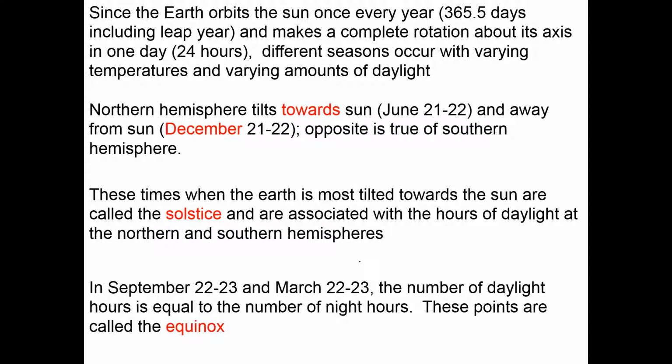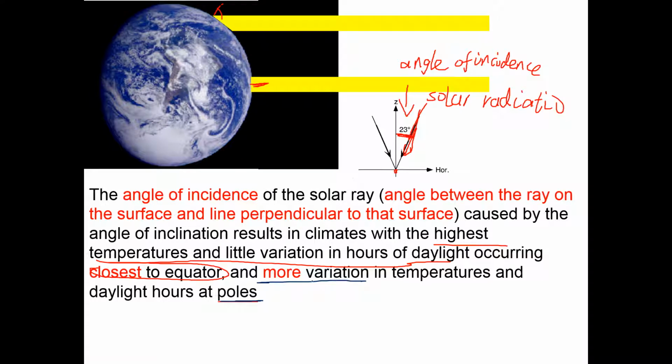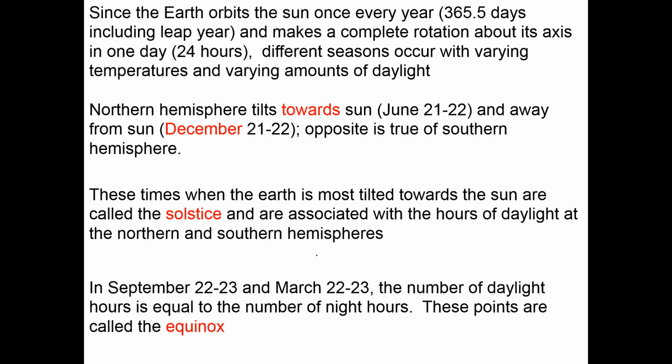And don't forget, not only is the Earth rotating, which causes temperature variations and hours of daylight, that's Earth's own rotation, the Earth itself is also in orbit around the sun for about 365 days. If you include leap years, it's a little bit more, 365.25. So it's tilted while it's rotating.